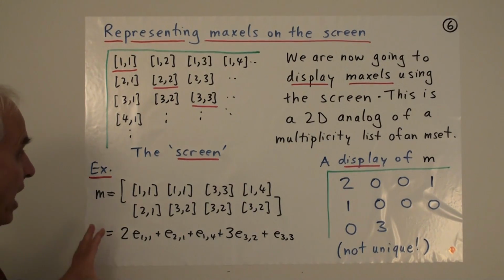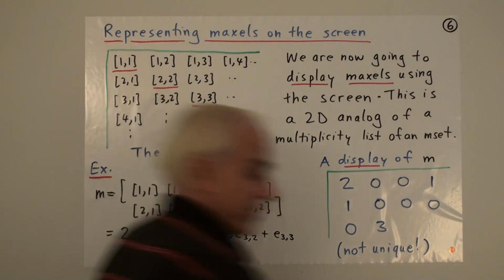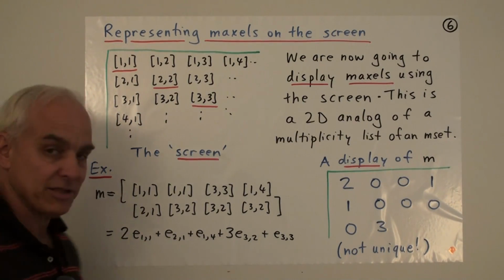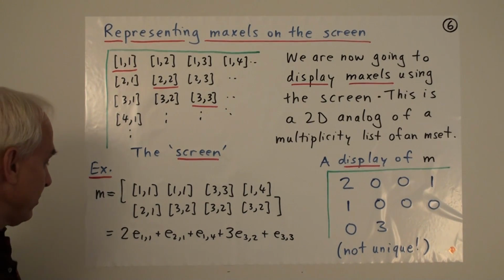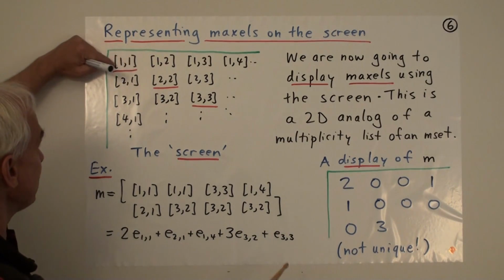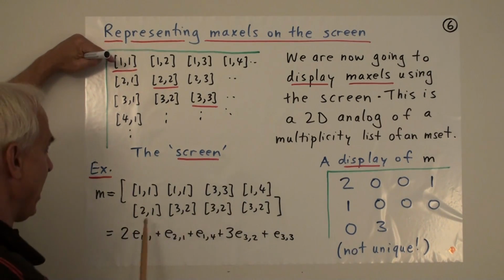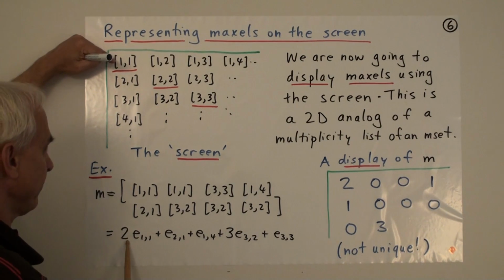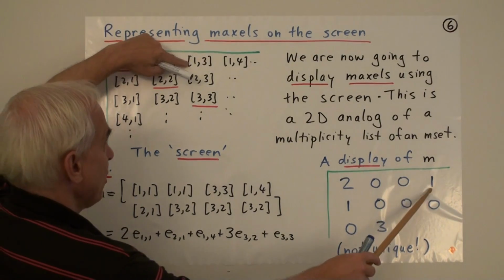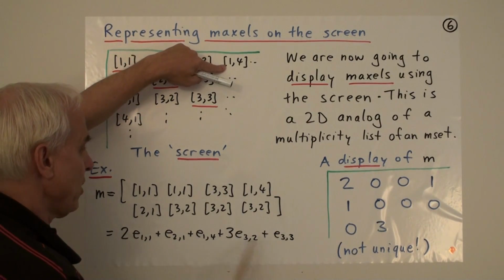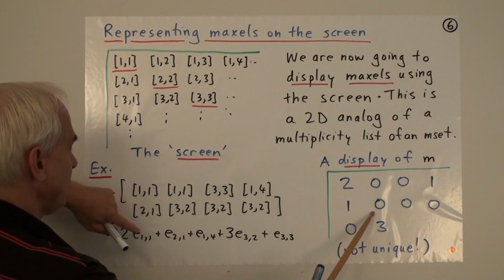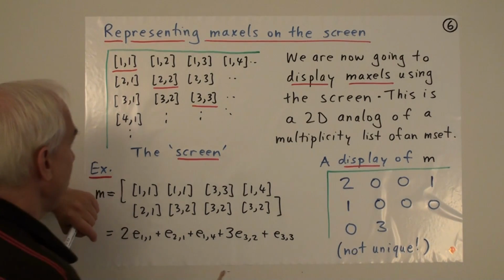Okay, and so now we're going to display that. I can see that we're going to have to augment our display. What we're going to do is record the various multiplicities of our maxels on the screen. So this 2, which is in the 1, 1 spot, tells us that our maxel has 2 1,1s. There are no 1,2s, there are no 1,3s, there is a 1,4, there it is there. There is a 2,1, yes, no 2,2s, no 2,3s, no 2,4s, etc.